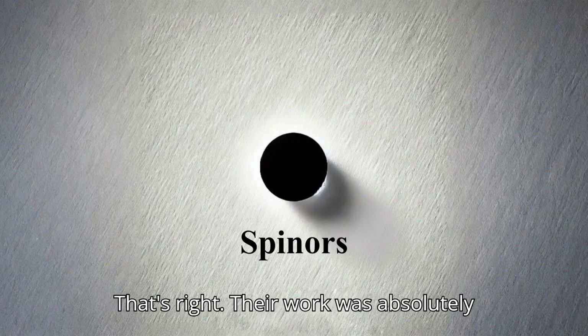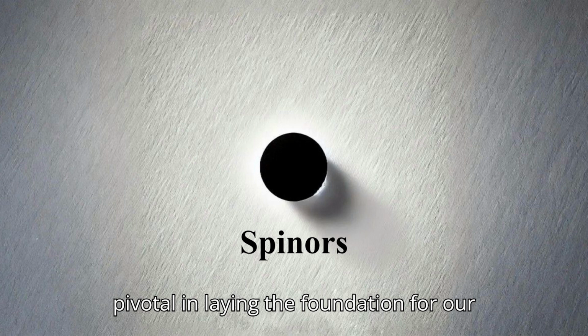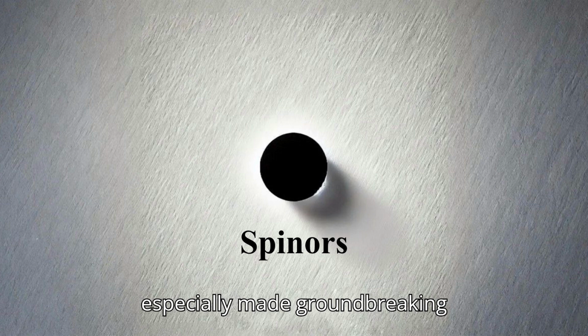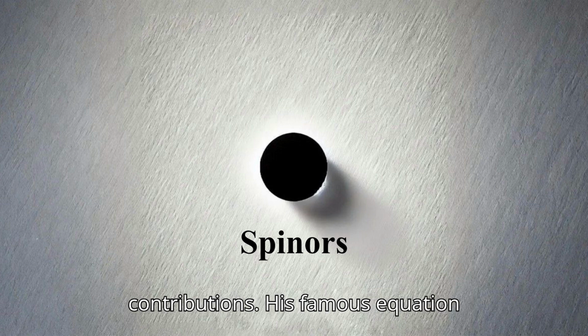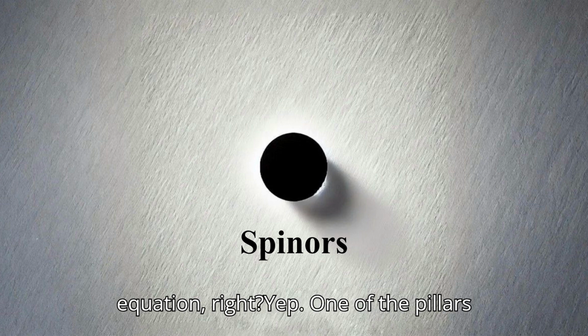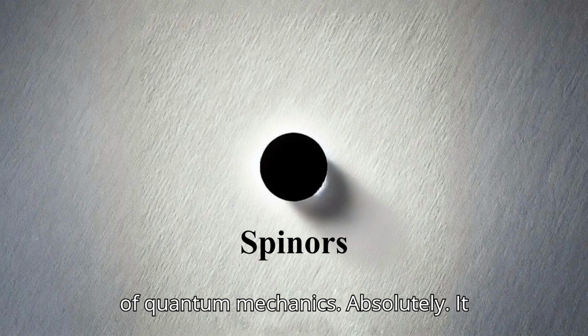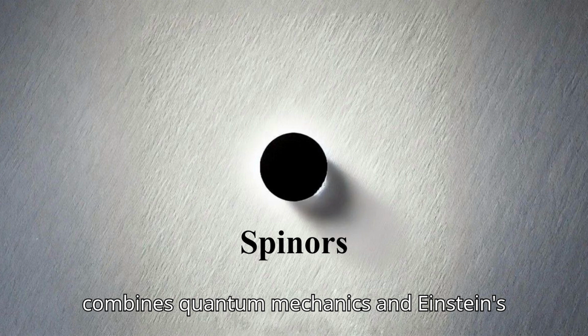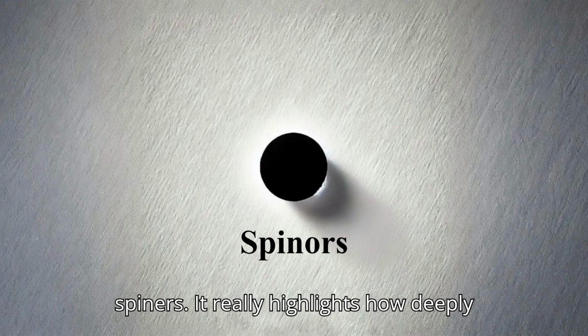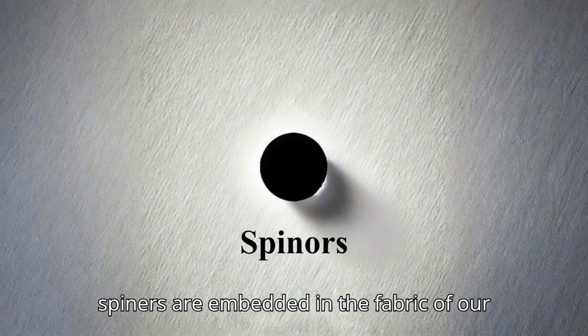That's right. Their work was absolutely pivotal in laying the foundation for our modern understanding of spinors. Dirac especially made groundbreaking contributions. His famous equation describing electrons in a relativistic setting fundamentally relies on the concept of spinors. That's the Dirac equation, right? Yep. One of the pillars of quantum mechanics. Absolutely. It combines quantum mechanics and Einstein's special relativity. You got it. And it wouldn't have been possible without spinors. It really highlights how deeply spinors are embedded in the fabric of our universe.